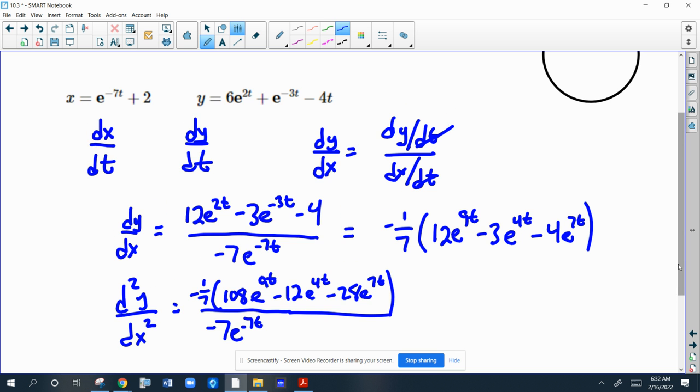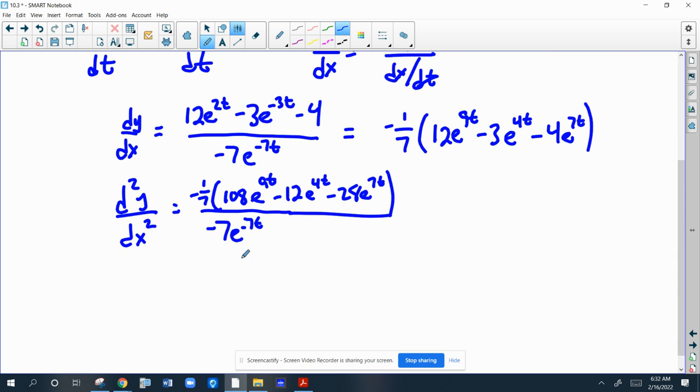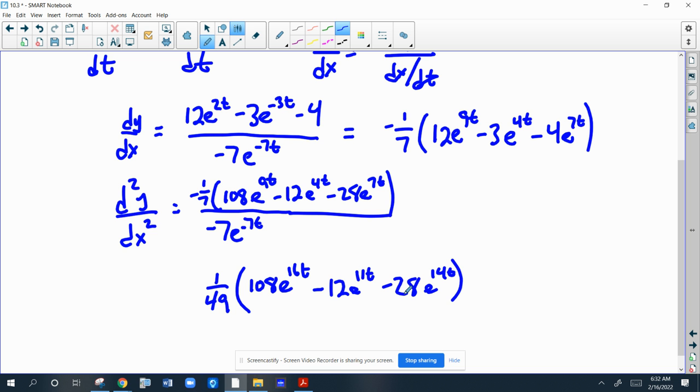You could clean it up pretty easily. The negative 1/7 over negative 7 is 1 over 49. And I can do the same thing with my combination of these exponents. I have 108 e to the 16t minus 12 e to the 11t, and finally minus 28 e to the 14t. So hopefully I didn't make any dumb mistakes here, but that's how you do it.